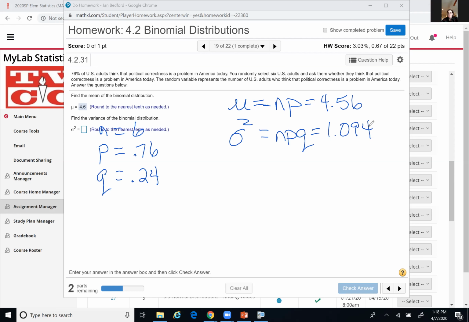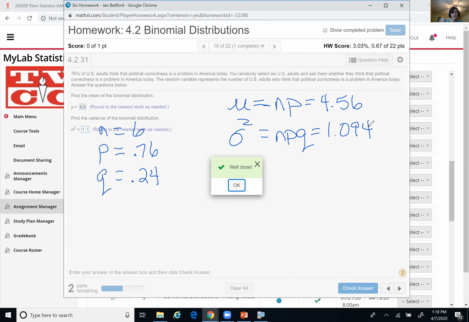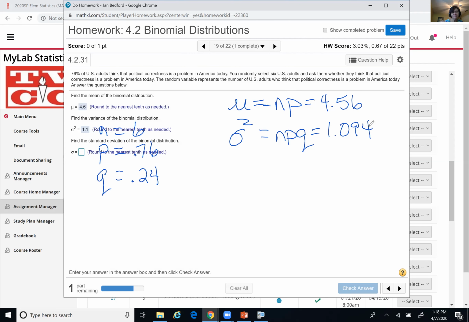So, okay, 1.1. All right, so we're all in agreement this should round up to 1.1, right? If we're rounding to the nearest tenth. Let's see if it takes 1.1. And it did.